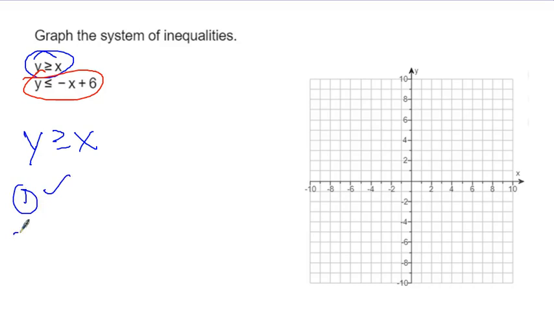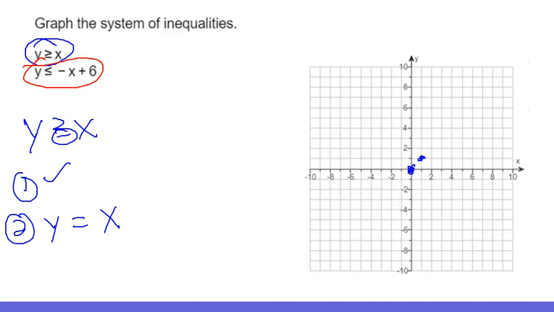Step 1 is already done for me. Step 2, we're going to graph the equation y equals x. The y-intercept here is 0. It's 0, 0, which will be this point here. And the slope is 1, so I'm going to go up 1 to the right 1. I'm going to draw this as a solid line because there's an equals to here, so I'm going to stop writing out all these details, but I'll just point them out verbally. So it's going to be a solid line passing through those 2 points. So let me switch my line drawing tool back to a solid line. And so we'll draw a solid line going through those 2 points.